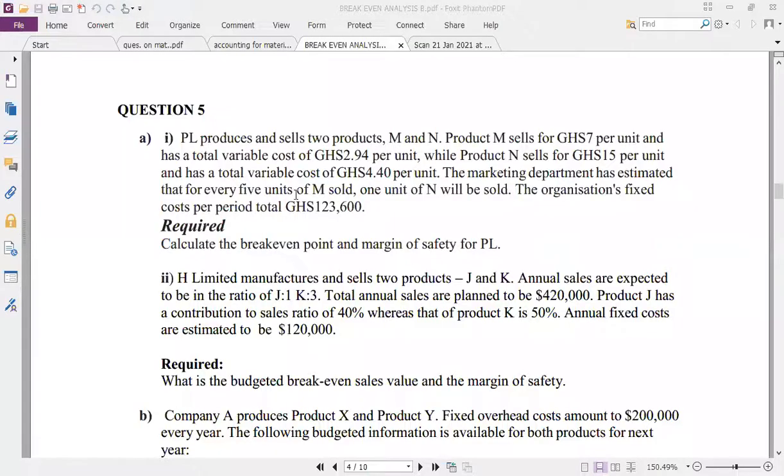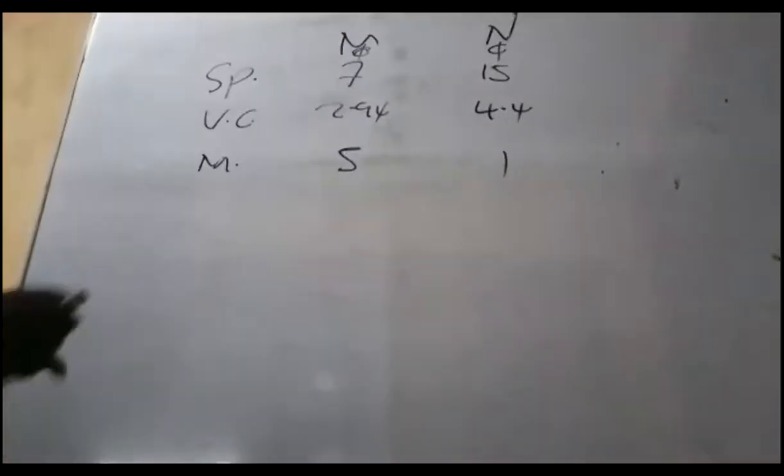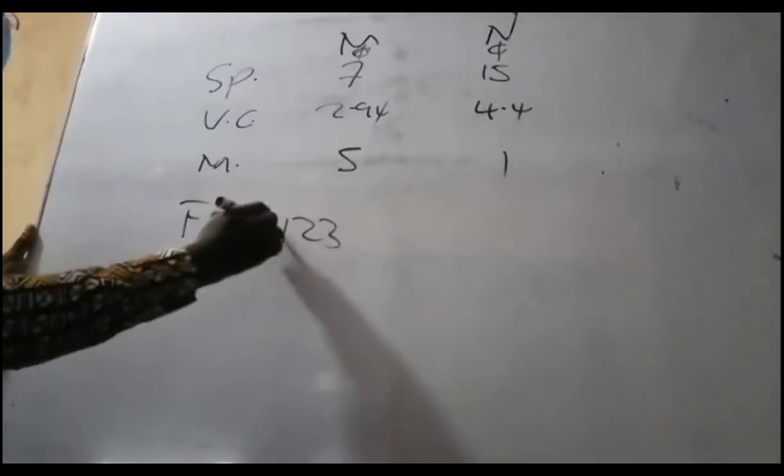Then what is left is the fixed cost, right? The next is the organization's fixed cost per trade, which is 123,600, right? That is all. So fixed cost is equal to 123,600. We have summarized the question like this. The rest of the question we throw away. This is the entire question.